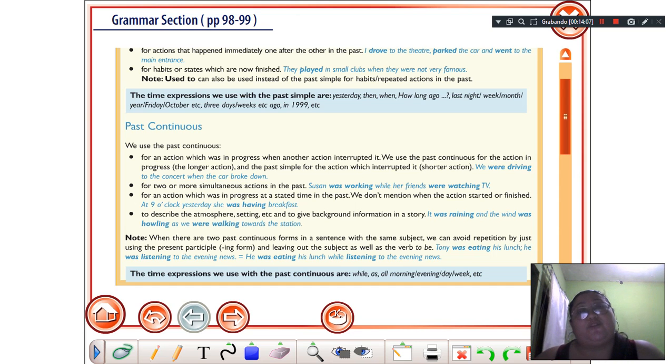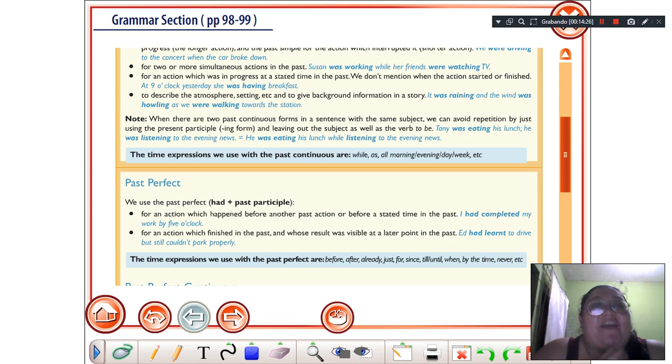What is the difference in the structure? Remember that in the past continuous you use was and were, the past of the verb to be, and the verb for the action is with -ing, okay? I was reading a book, for example, okay?